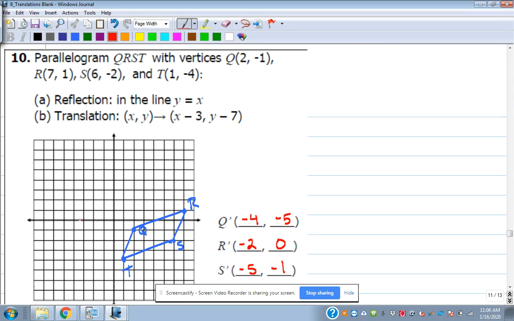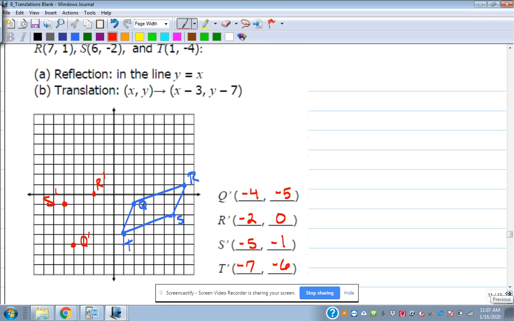So negative 4, negative 5, then negative 2, 0, negative 5, negative 1, and then T prime was at negative 7, negative 6. And again, it still should be a parallelogram. Translated around there.